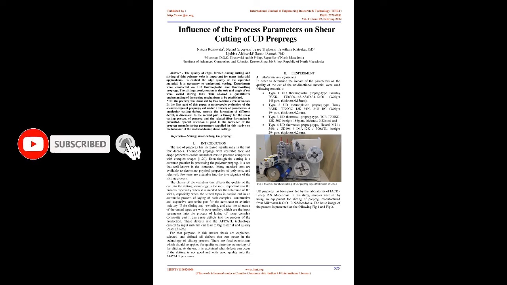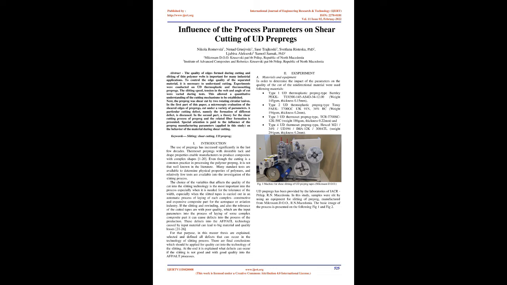Introduction. The use of prepregs has increased significantly in the last few decades. Thermoset prepregs with desirable tack and drape properties enable manufacturers to produce composites with complex shapes 1 to 20. Even though cutting is a common practice in processing polymer prepreg, it is not well known in the literature. Many standard tests are available to determine physical properties of polymers, but relatively few tests are available for the investigation of the slitting process.